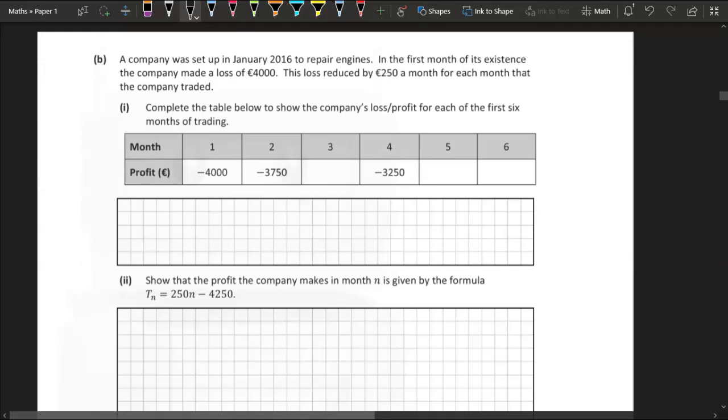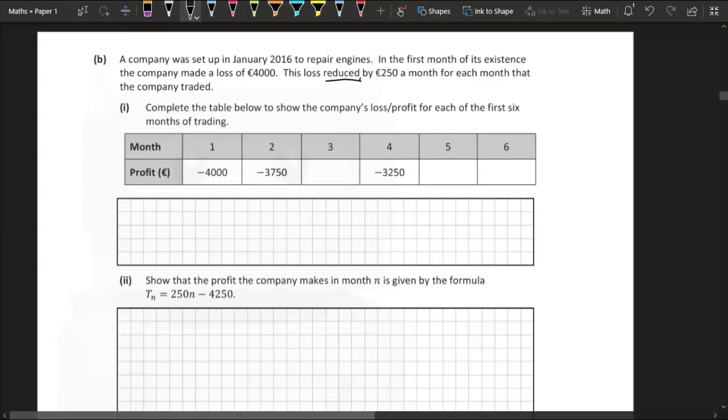Part B. So a company was set up in January 2016 to repair engines. The first month of its existence, the company made a loss of 4,000, and this loss reduced by 250 a month. And you can see this in the table. So month 1, they lost 4,000, which is why it's a negative number. And then the loss reduced by 250 a month. That means the loss wasn't as great. So in month 2, they didn't lose 4 grand, they only lost 3,750 because the amount of loss is being reduced.